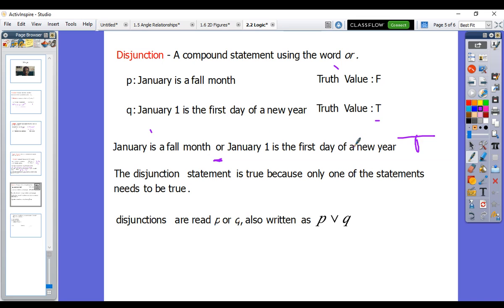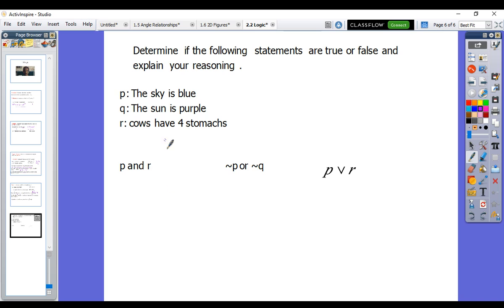So if they say is the first day of Easter, this is false, so the whole thing is false. Now, a disjunction statement is true because only one statement needs to be true. So disjunctions are written like this with the down arrow, P or Q. So as you combine your statements, this is to see what we do.